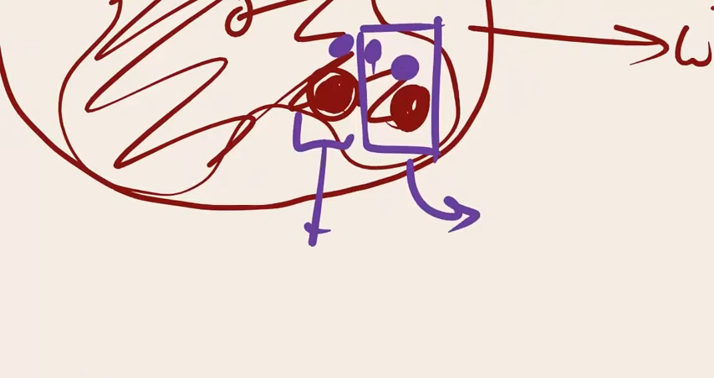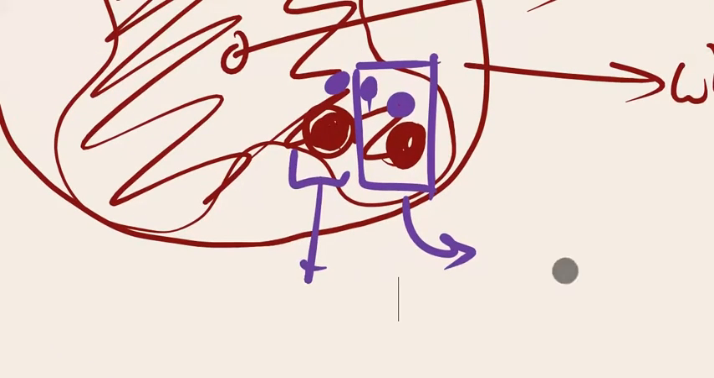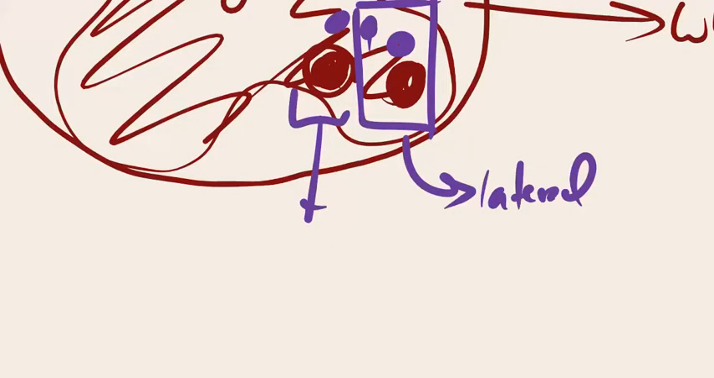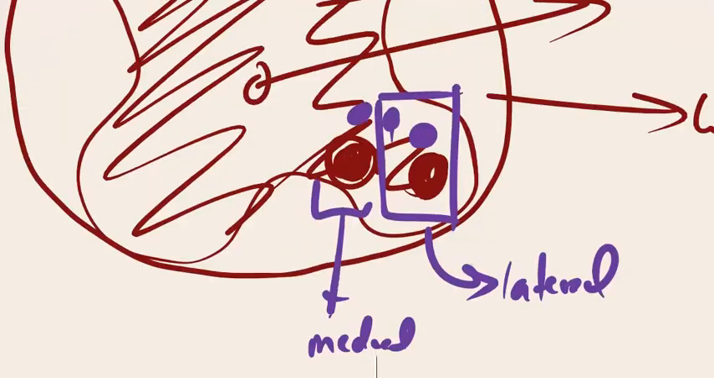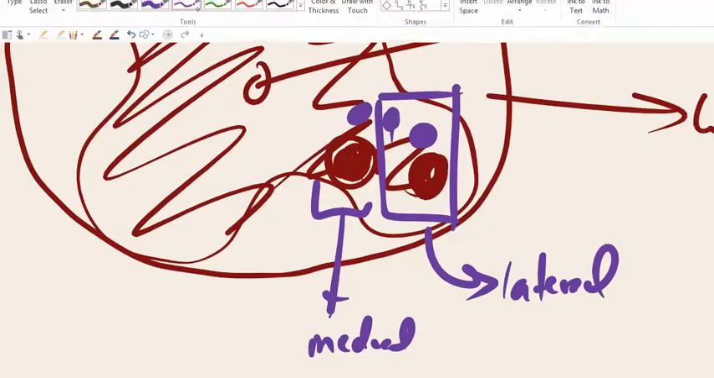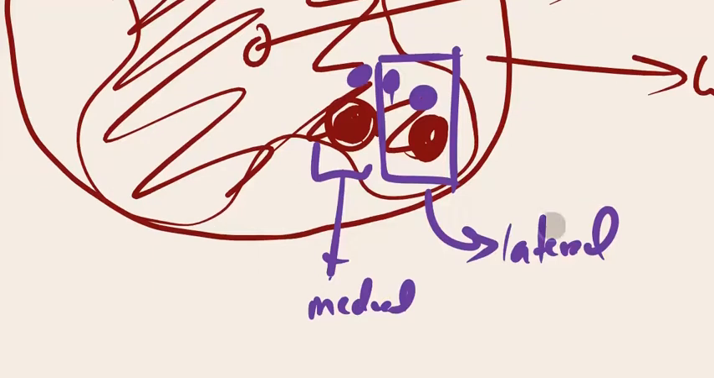Okay, wait, let me draw a little bit more here. Okay, so let's just say you're considering these. So what would you call these? If these were Rexed lamina 9, what would you call them? Okay, so lateral motor group, right? And then what would you call these ones? Medial.